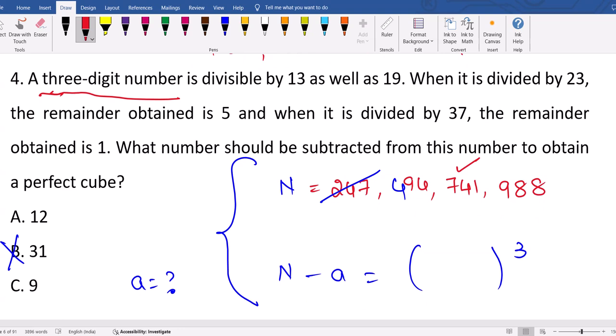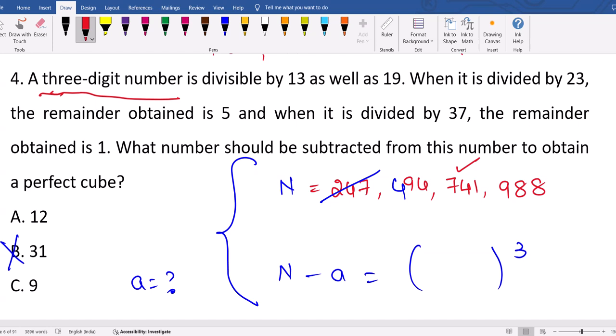Because the options are 12, 31, 9, 494. Subtracting something to get a perfect cube: 343. The perfect cube available less than 494 is 7 cubed, 343. The next one is 512. From 494 to 343, we need to remove 150. But the options do not have 150.